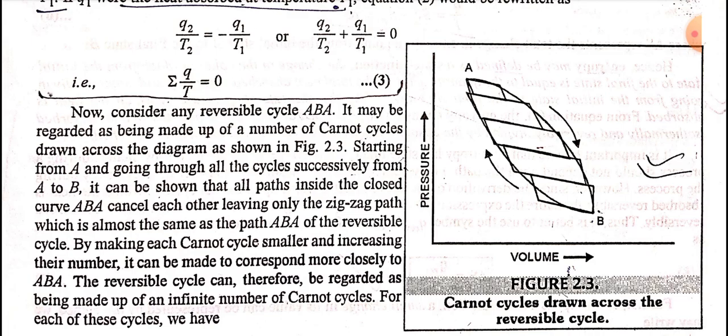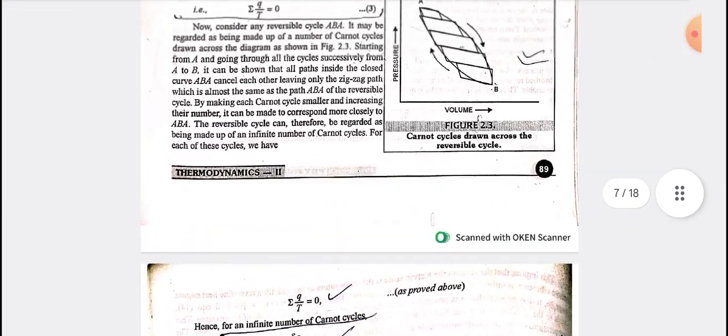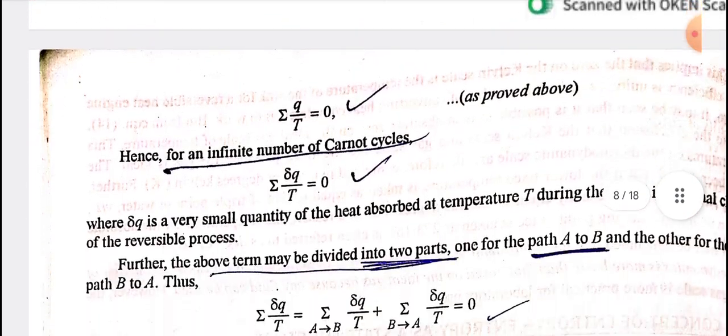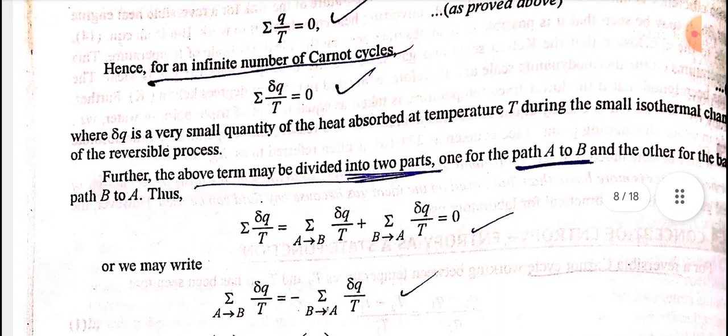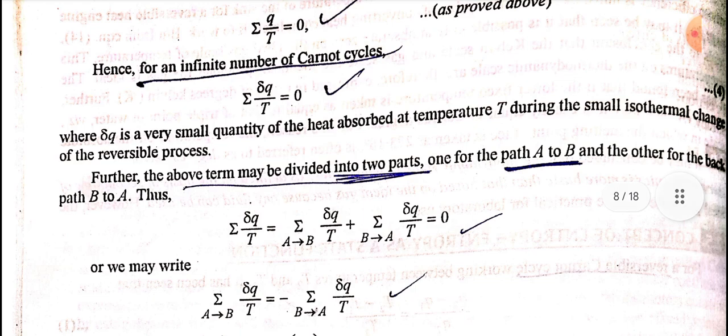For each of these cycles we have integrating Q by T equals to 0 as proved above. Hence, for an infinite number of cycles, integration of del Q by T is equal to 0, where del Q is a very small quantity of heat absorbed at temperature T during the small isothermal change of the reversible process.